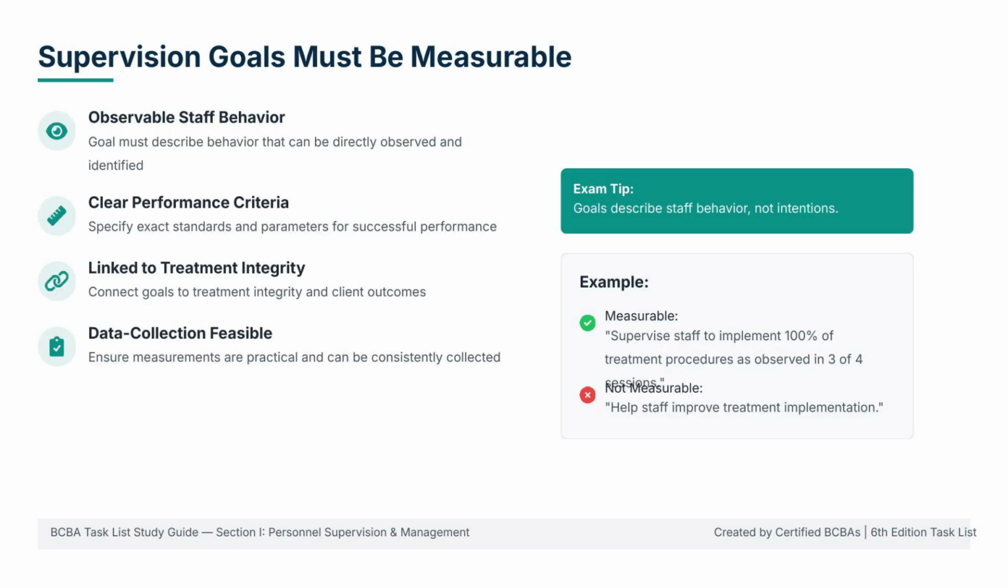Supervision goals must be measurable. They should describe observable staff behavior with clear performance criteria. Goals should link directly to treatment integrity and allow for feasible data collection. Exam tip: goals describe staff behavior, not intentions or attitudes.